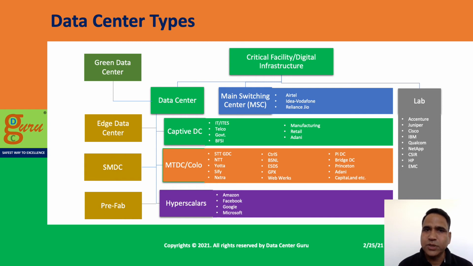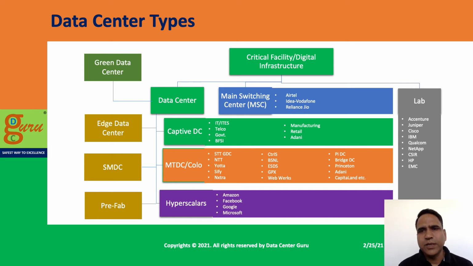The second application is in telco. Telcos call it mobile switching centers, MSCs, or regional data centers. This is also a critical facility for telcos, because if the service is down there, your network connectivity and voice connectivity go down and get impacted. Telcos have hundreds of such facilities scattered across India.